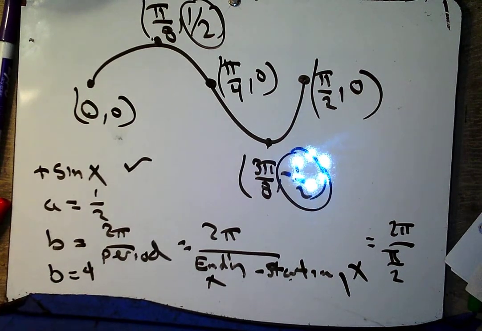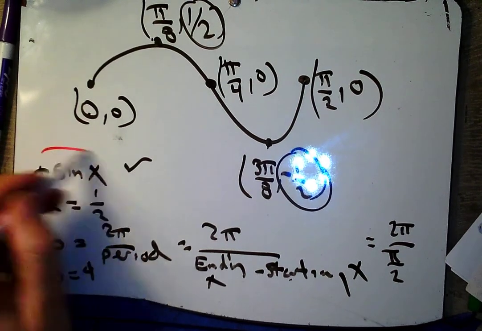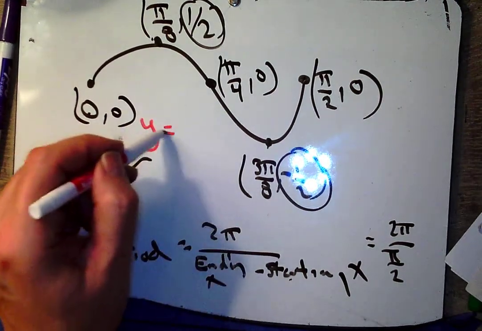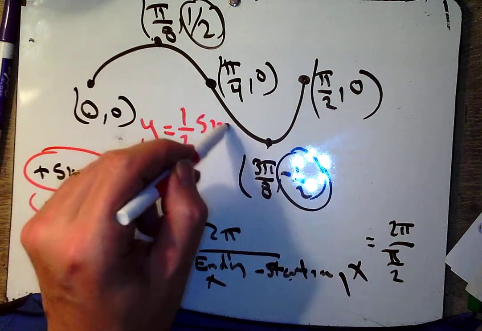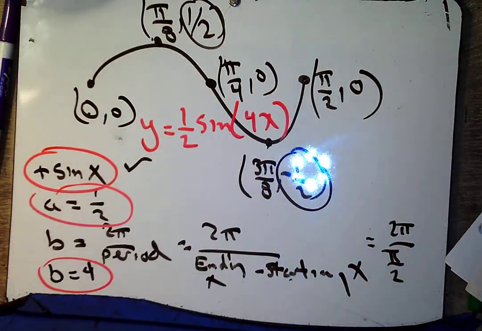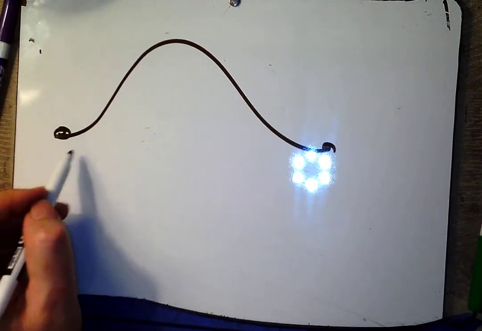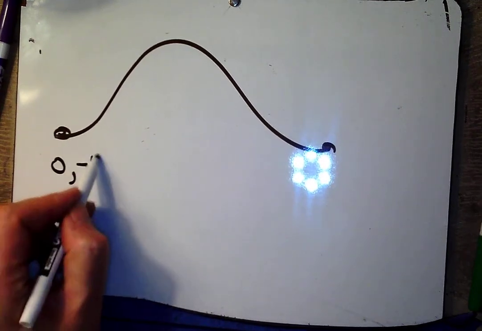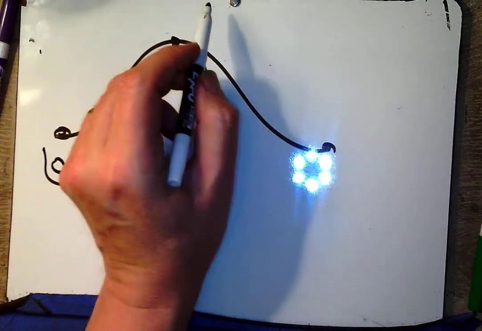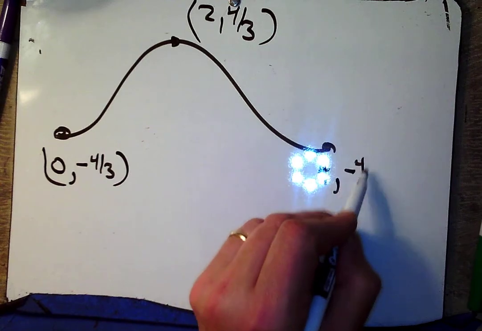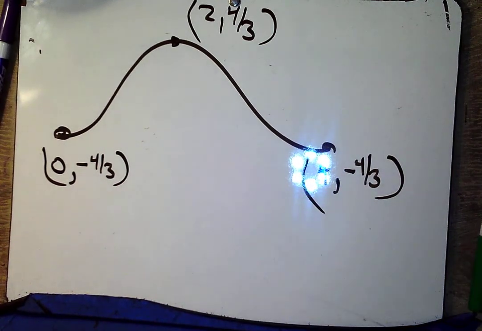So what's my equation here? Well, we've got a positive sine because of the shape. We've got a is 1/2 and b is 4. 1/2 sine 4x. Ta-da! Okay, how about this one? This is (0, -4/3). This is (2, 4/3). And this is (4, -4/3). Will you please write the equation for that graph?